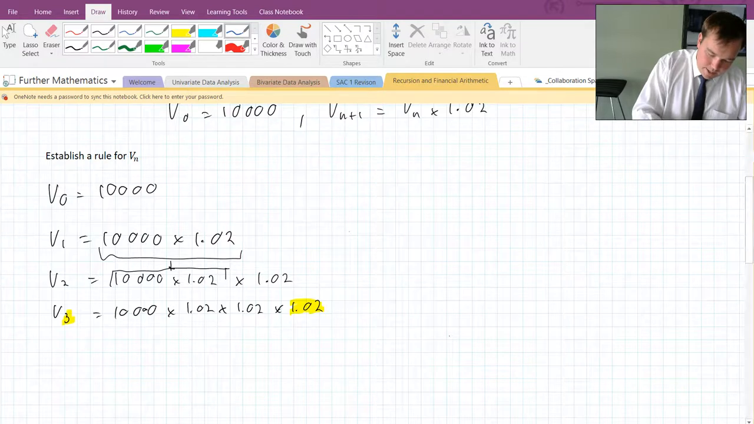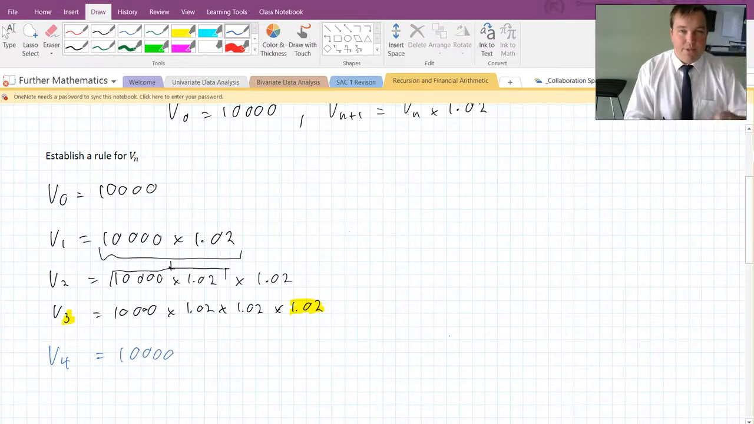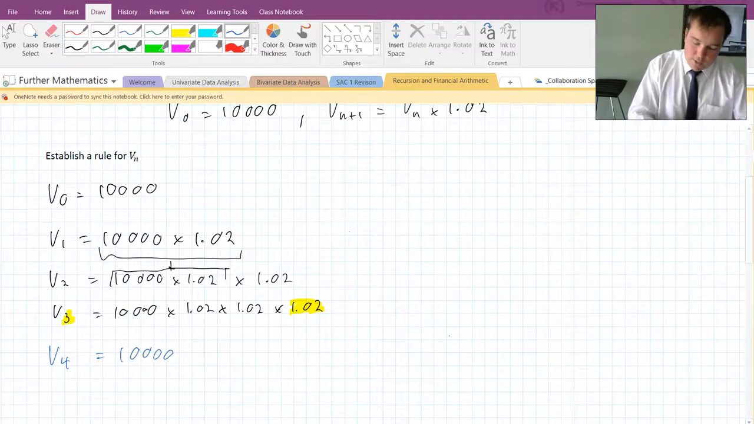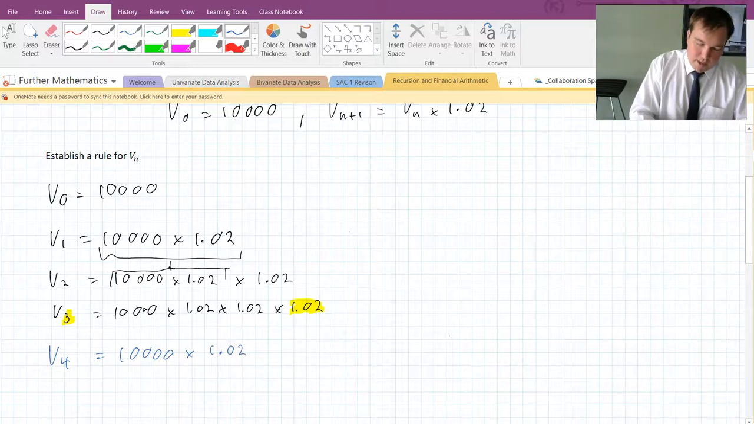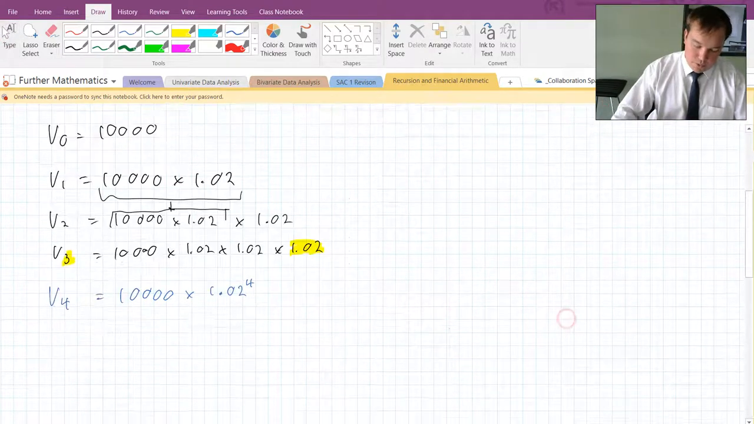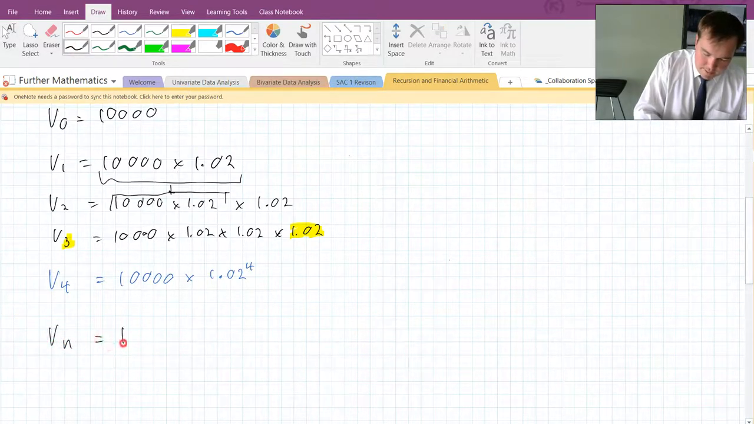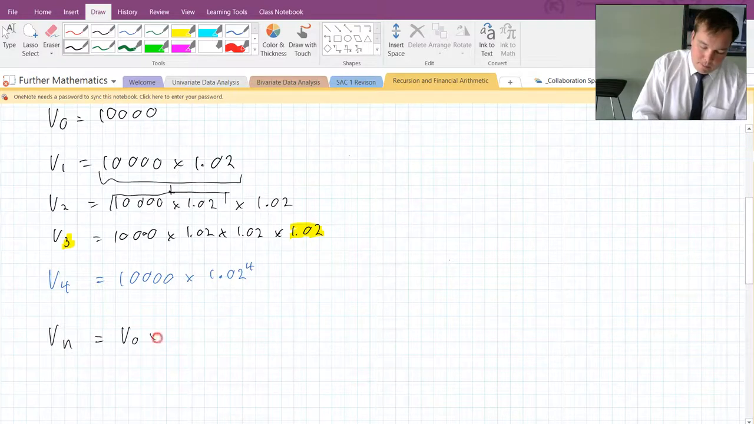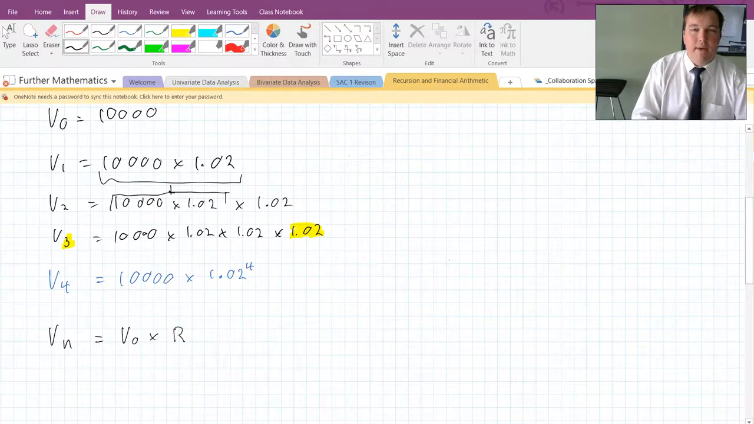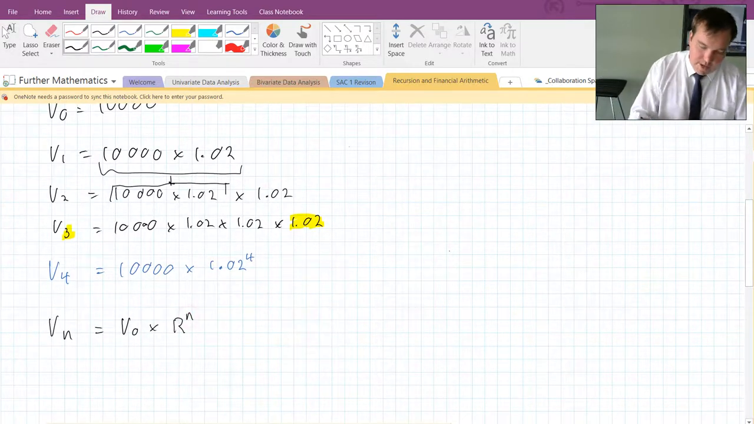So here, I can see that for the fourth quarter, we'll take the 10,000, and now instead of writing out times 1.02 times 1.02 times 1.02, it's going to be multiplied by 1.02 to the power of 4, because it will happen 4 times. And this leads us towards a rule. The rule for Vn is V0, the amount we started with, multiplied by the common ratio, meaning the percentage increase or decrease each time, to the power of n.